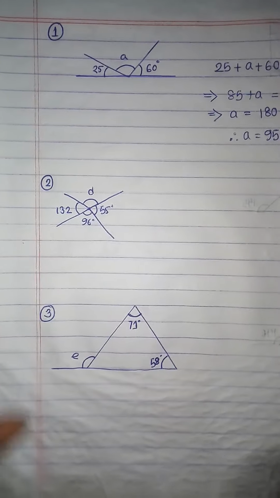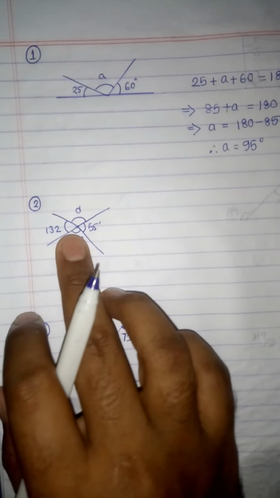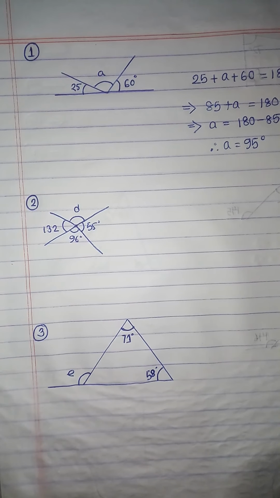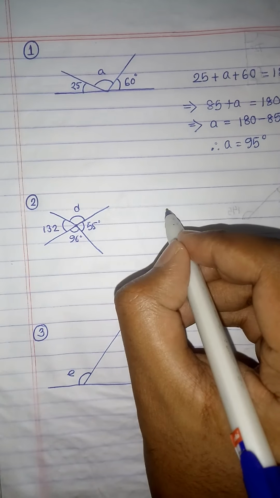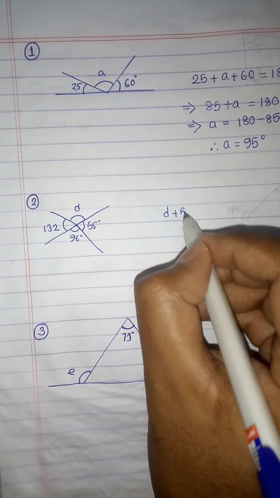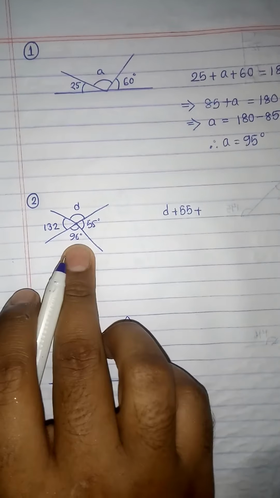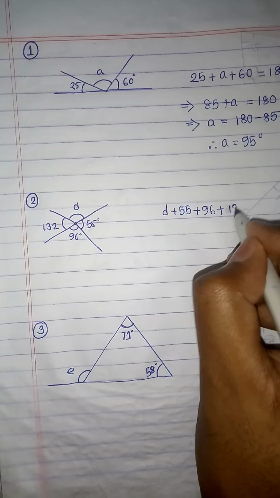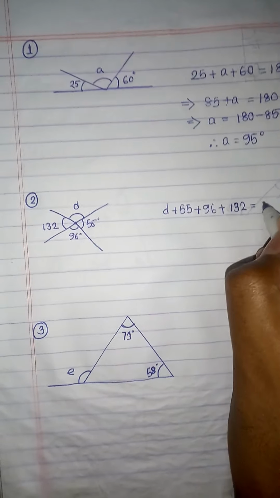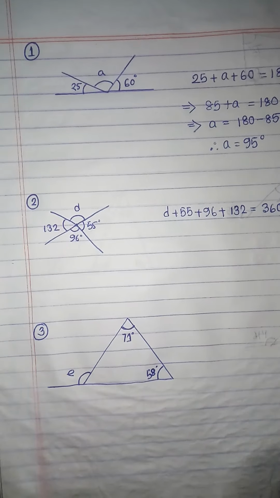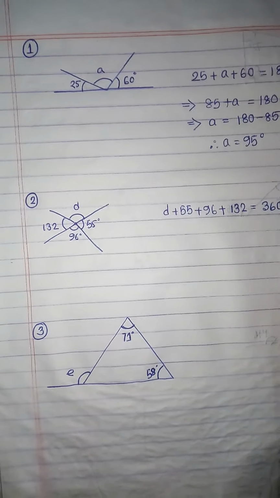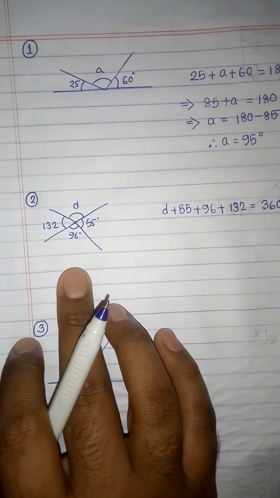The next problem is angles from a point, where the angles have been created from a point. So we have to use the formula D plus 55 plus 96 plus 132 equal to 360. You can write the theory here as angles from a point.